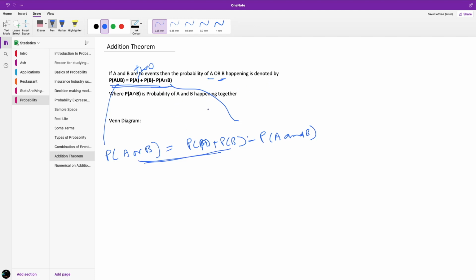If A and B are two events, then the probability of A or B happening is denoted by P of A union B, which is equal to P of A plus P of B minus P of A intersection B, or P of A and B.